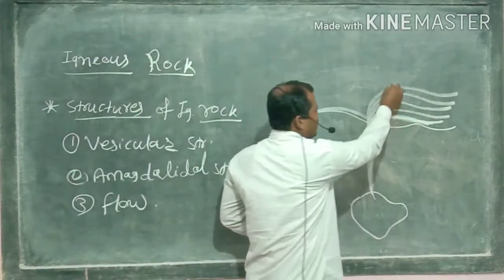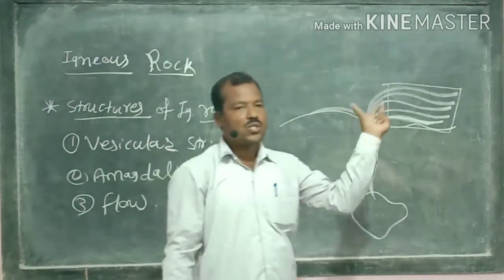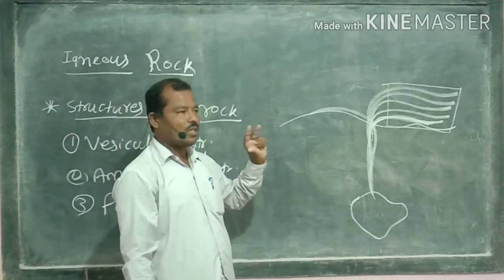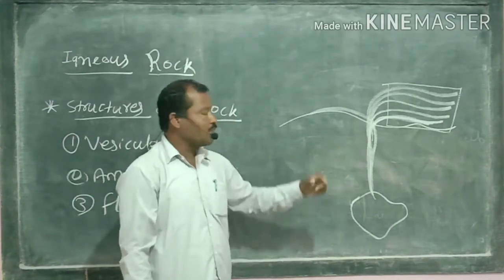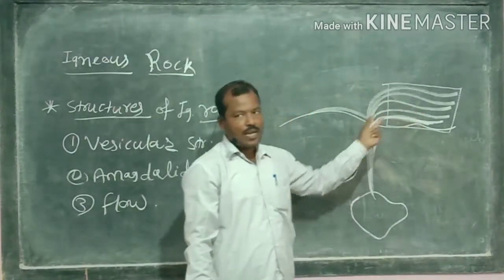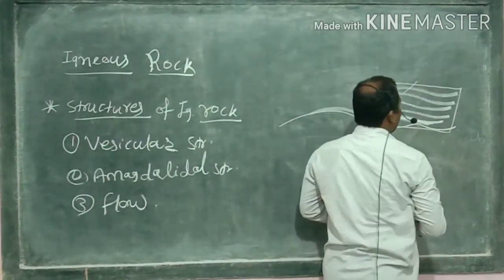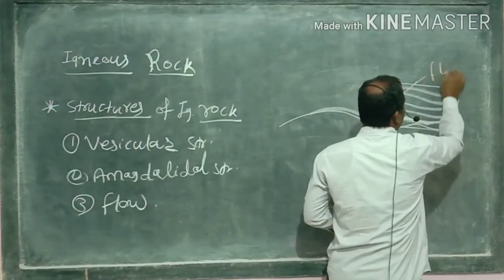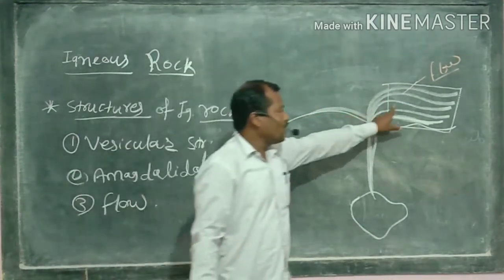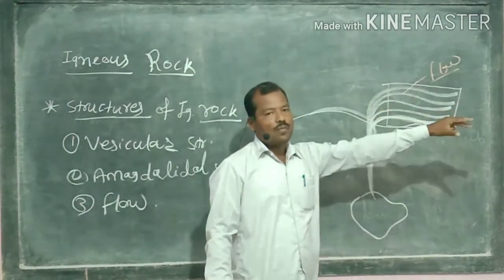This structure is a megascopic structure which can be seen from miles away. The previous structures are also large structures which can be seen from some distance, but this structure is a very large structure which can be seen from miles away. That structure is called a lava flow or flow structure. Flow structure is a flow of lavas, different flows of lavas.